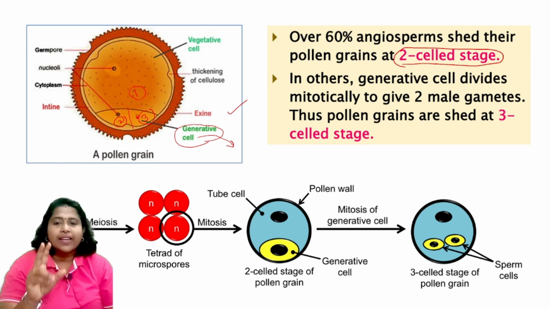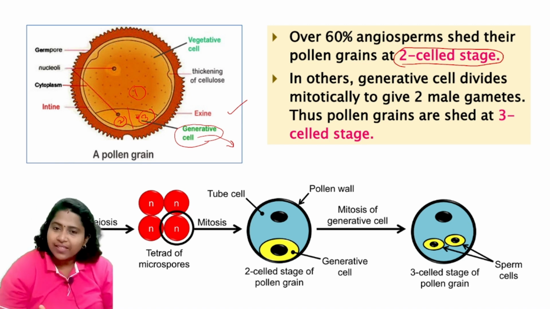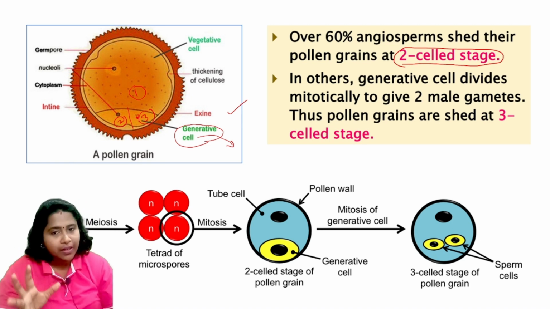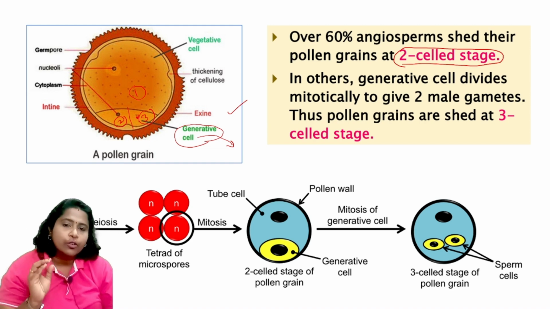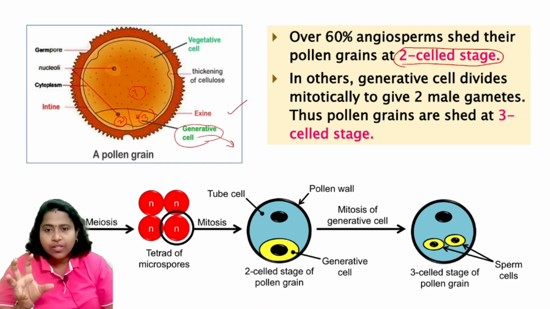And inside, it has two cells, a vegetative cell and a generative cell. The vegetative cell is usually bigger in size and the generative cell usually smaller. The vegetative cell also has a lot of food.